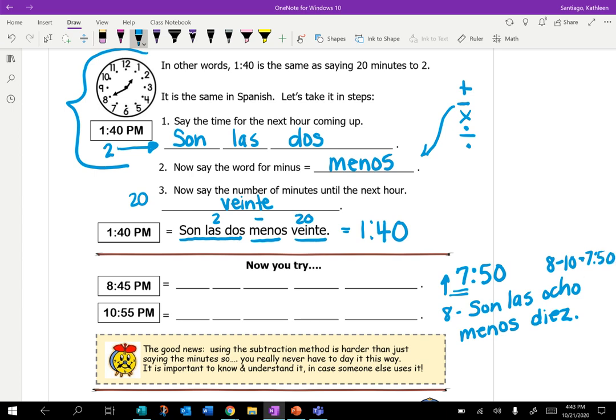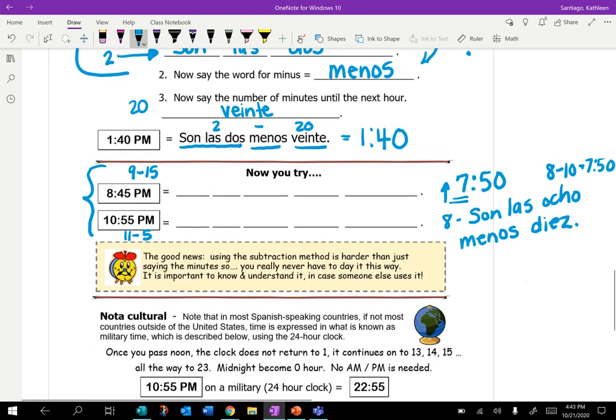Okay, I hope that clarifies, and these are the two sentences that you should be practicing. 8:45 p.m. as the subtraction method. So remember, what you're actually saying is that it is 9 o'clock minus 15 minutes. 10:55 p.m. What you're really going to be saying is it is 11 o'clock minus 5 minutes.